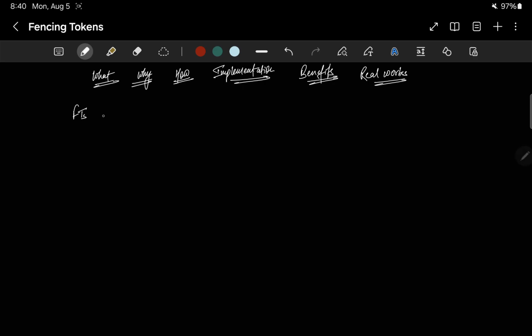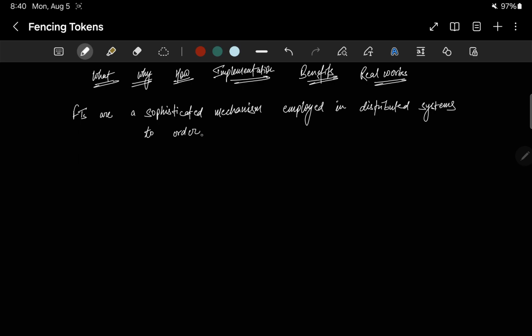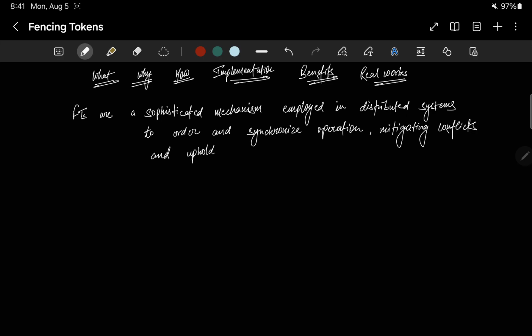So fencing tokens are a sophisticated mechanism employed in distributed systems to order and synchronize operations, mitigating conflicts so that no two nodes fight that it was my turn, and upholding data consistency so that data remains consistent.